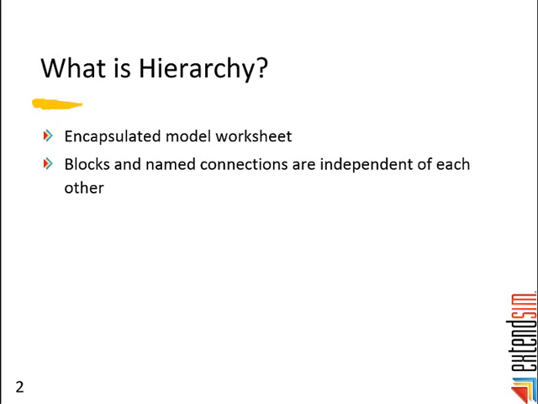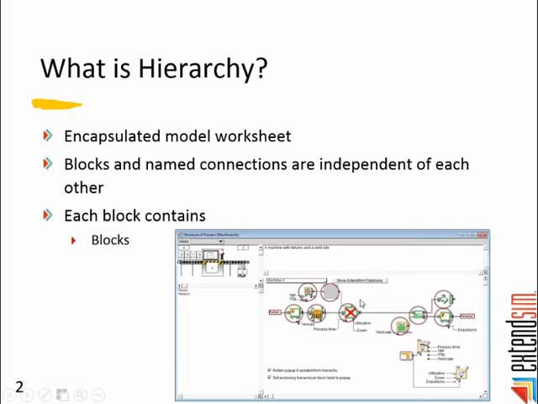So blocks and named connections are independent of each other. Each hierarchical block contains the library blocks, and in this case you can see that I've got circles around the library blocks, the elemental blocks. These can also be hierarchical blocks, so you can have hierarchical blocks within hierarchical blocks.